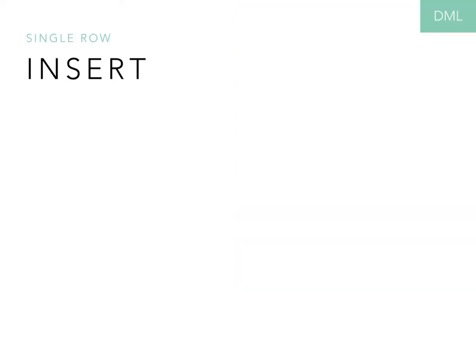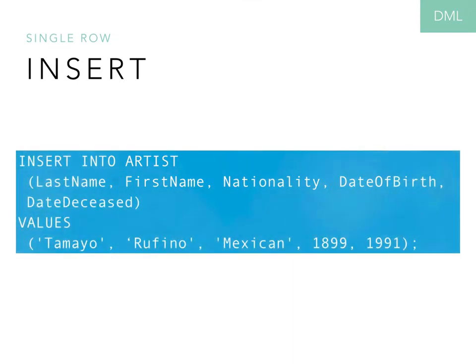How do we insert a single row? This is the syntax. So we say insert into table name, and then in parentheses, the names of the columns that we want to insert into. And in the same order, we say values, and then parentheses, a list of values that should correspond to the values of the columns in the first line. Tamayo should go with last name. So this is how to add a new row to a database table.